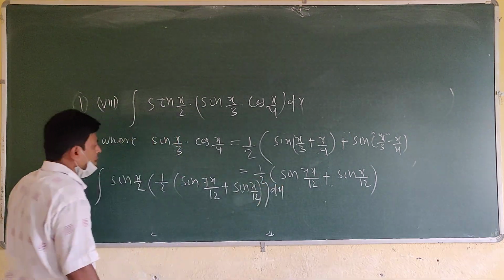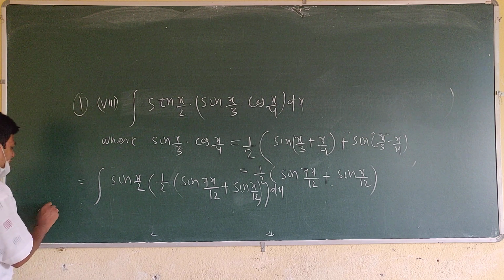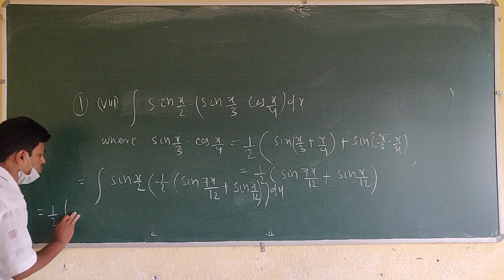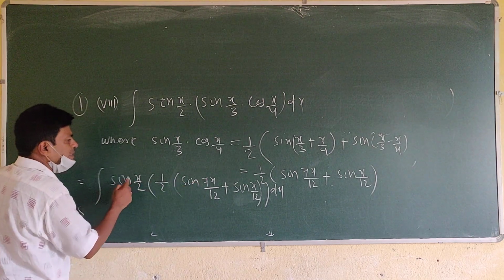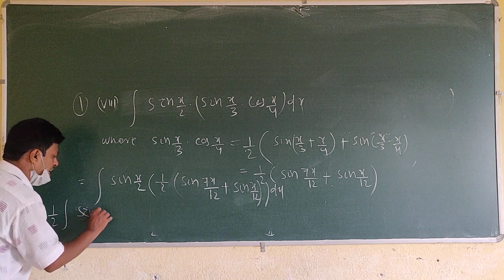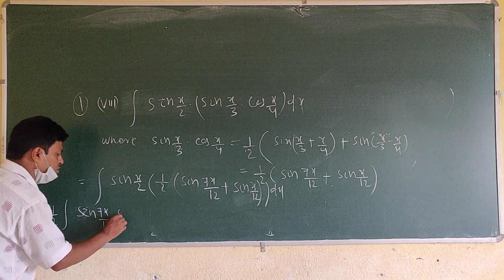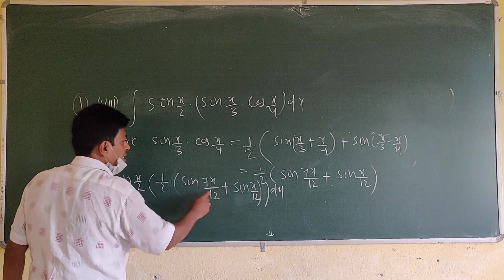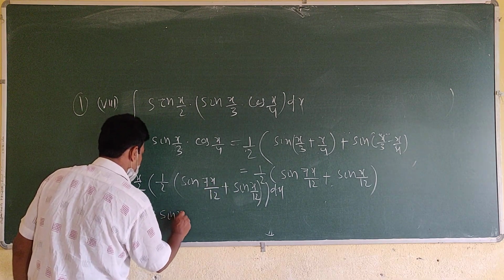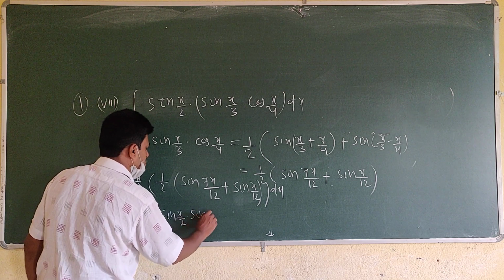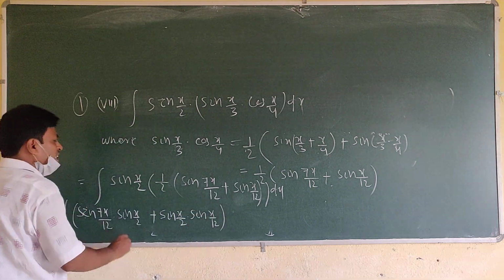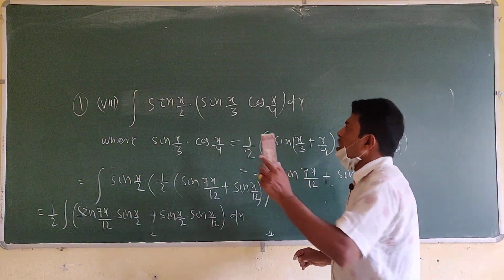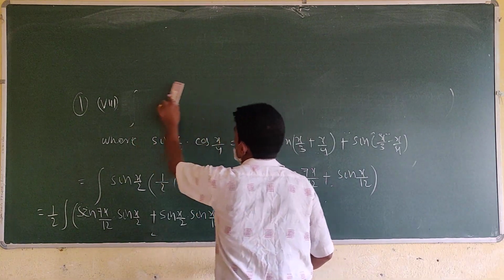dx. Now half is a constant, taking half outside of the integration. You can write sin 7x by 12 into sin x by 2, plus sin x by 2 into sin x by 12. In both cases we are using formula third. So now I am going to the formula third.